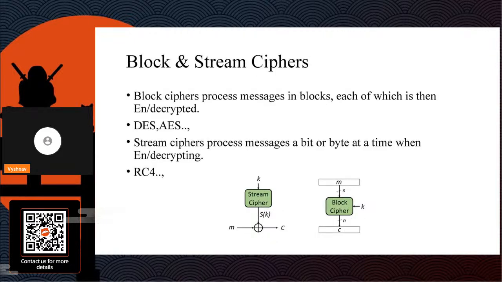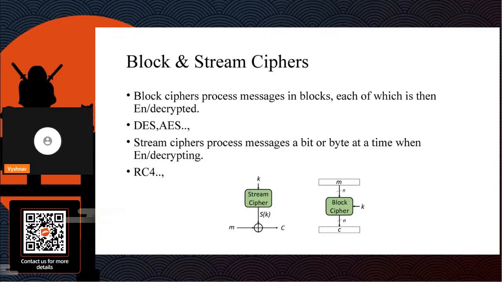We can characterize cryptography systems by the way in which plain text is processed: block ciphers and stream ciphers. Here, symmetric algorithms are of two types, block ciphers and stream ciphers. A block cipher is a symmetric algorithm which encrypts a fixed data block using a key. Examples are AES and DES.